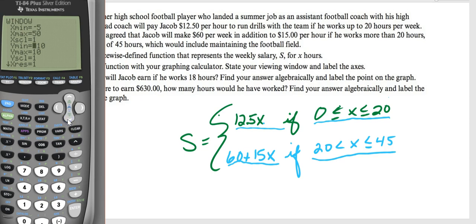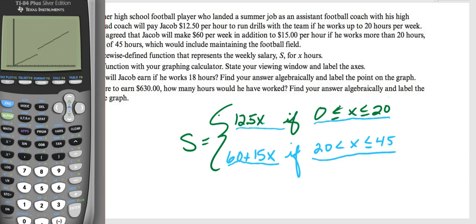My y minimum, well, the smallest salary would be 0. Once again, if I want to, I could say -5 if I really want to see it. And then my y max, now if I multiply 45, that's my maximum number of hours, times 60 plus 15x, I get a really big number. I'm just going to say 1,000 because I know it's less than that. Okay? And then I'm going to hit graph, and you can see now the piecewise function. Now, if you notice, it does not show the open circle or the closed circle. So you just need to be aware of where the open and the closed circle are.